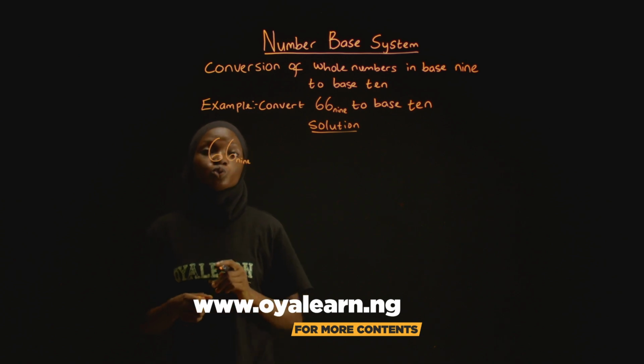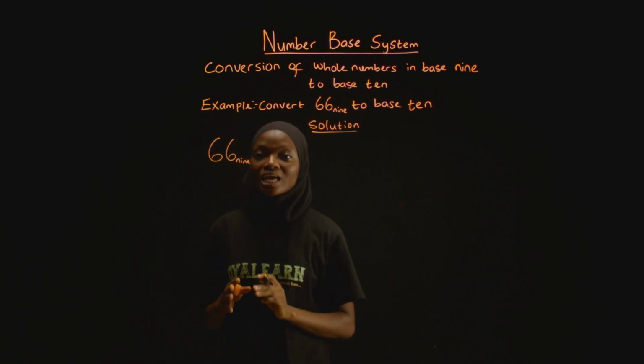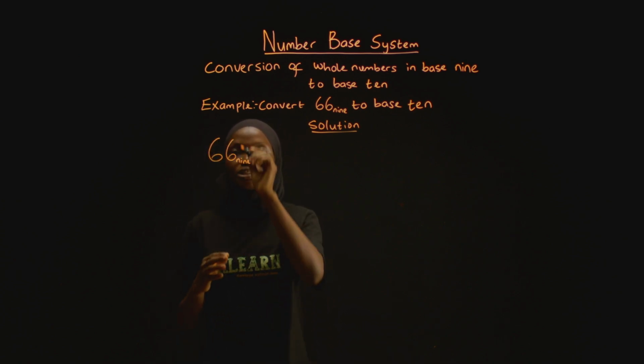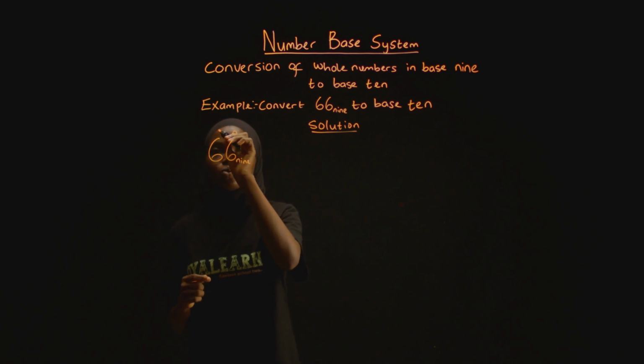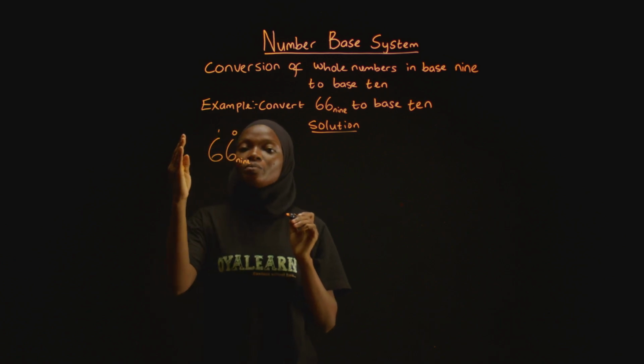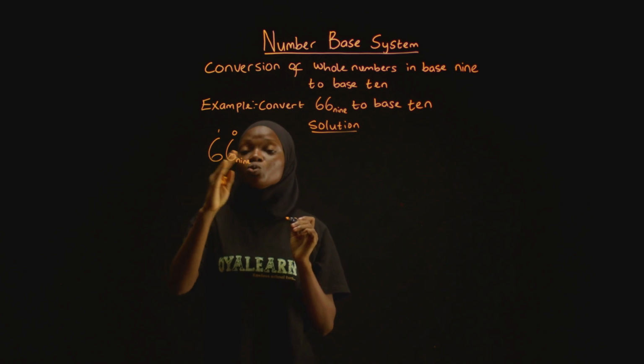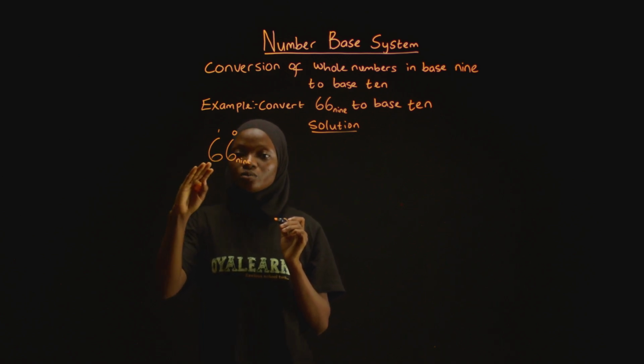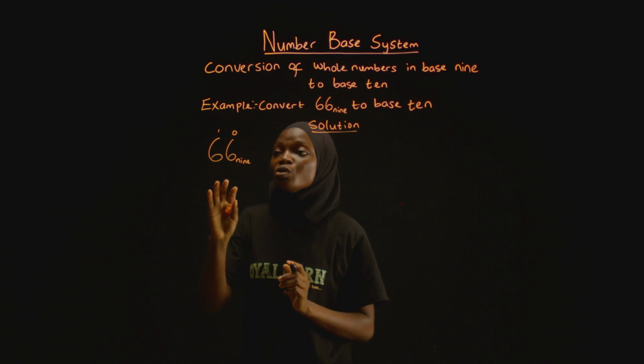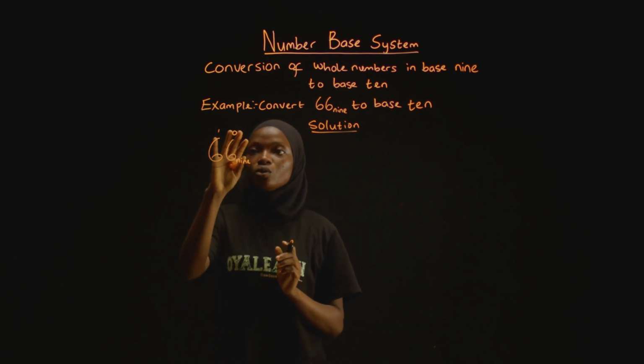Now the first step is to number these digits starting from the back with 0. That is 0, 1. If there are other numbers here, we keep on numbering it until we've exhausted all the digits in the number. But for this number, we only have 2 digits and we've numbered them 0, 1, starting from the back.